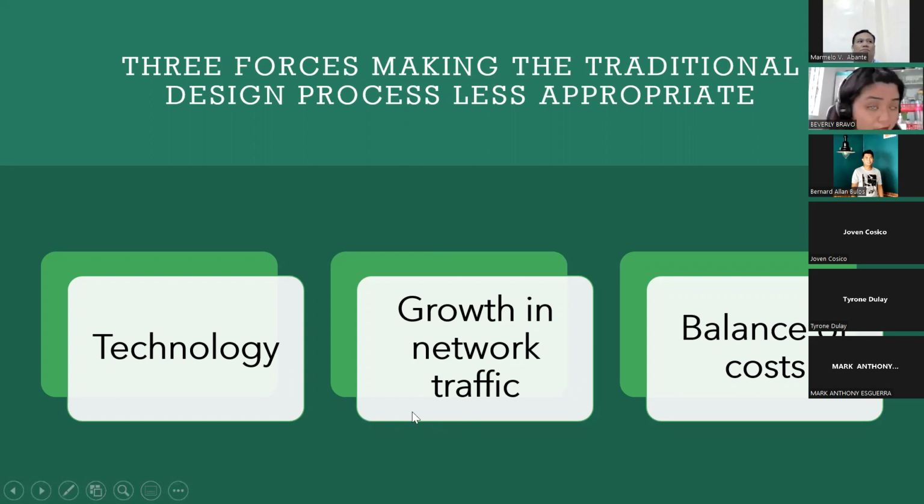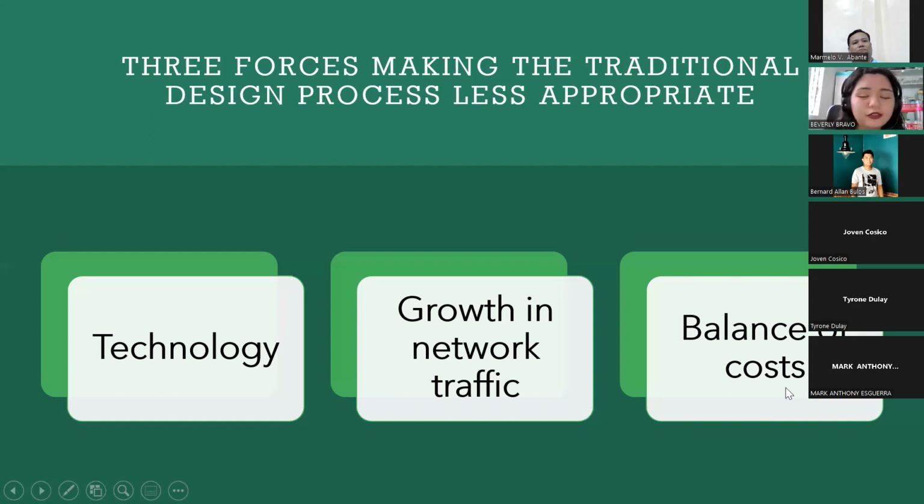And next one is the growth in network traffic. So before, I remember earlier, we had a report in one of our subjects that talks about big data. So 20 years ago, the amount of traffic that has been received by the users or by our telecoms is like at least 5 times less than the amount of data that they're handling right now. So the growth is very exponential.